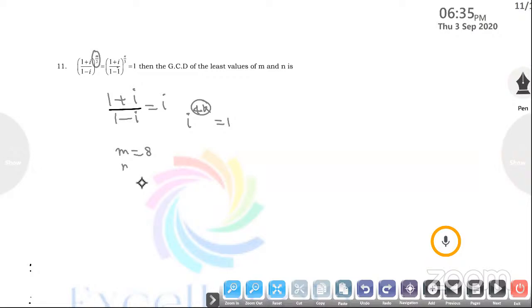So what is the greatest common divisor for this? For 8 and 12, the greatest common divisor, all of us know, is 4. That's the problem. See how simple a problem they're asking. Yes. Next one.